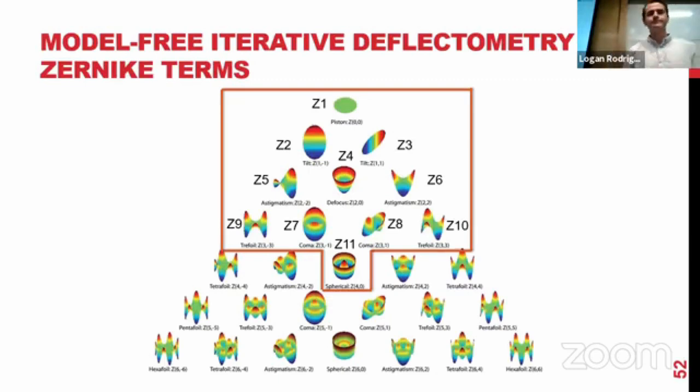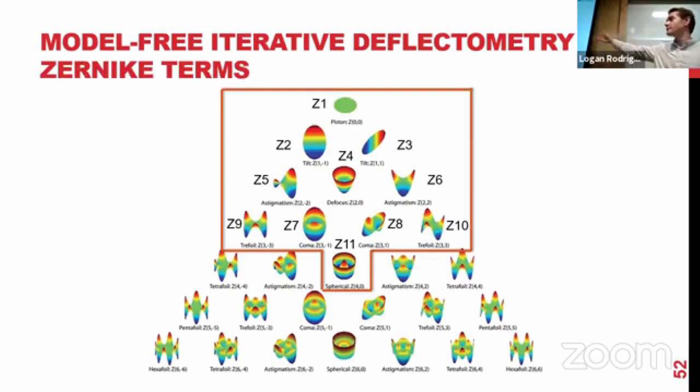You may be wondering, or not. We use what's called Zernike terms. This is a very common technique in optics, particularly in the world of optical fabrication and testing. Zernike terms are very convenient for us because they apply well to circular optics.